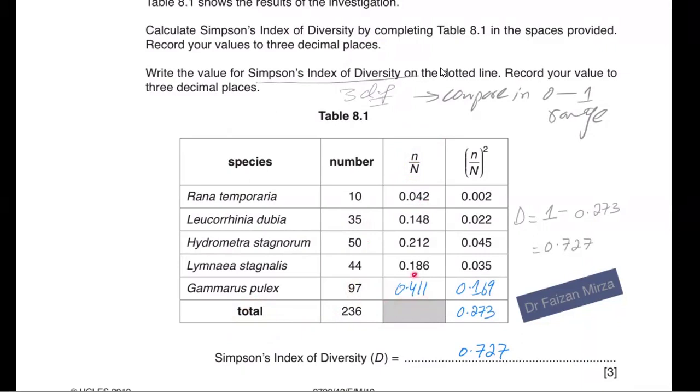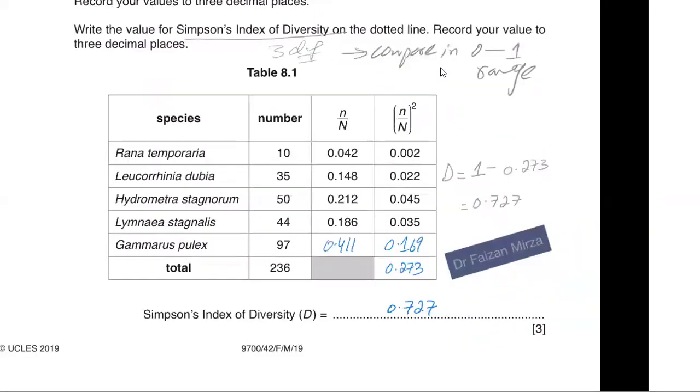We add the answer in three decimal places. We square each of these, and again, when you are squaring, you have to give the answer in three decimal places. Then the last thing is you add all these values together and you get the sum of the last column. The sum of the last column is 0.273. You subtract 0.273 from 1, and the diversity index comes out to be 0.727. So this is the answer.